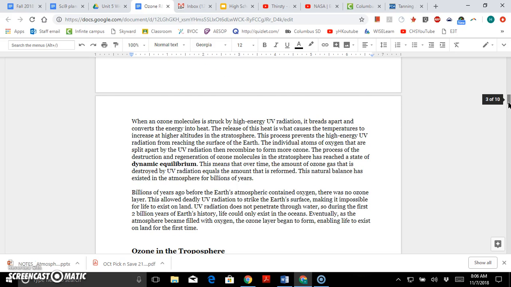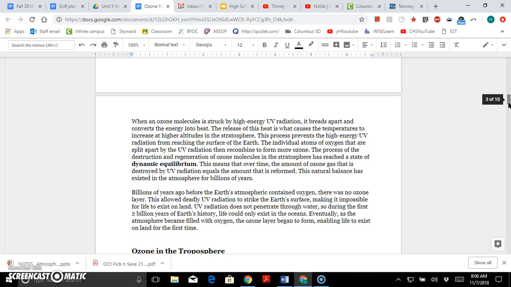When ozone molecules are struck by high-energy UV radiation, they break apart and convert the energy into heat. The release of this heat is what causes the temperatures to increase at higher altitudes in the stratosphere. This process prevents the high-energy UV radiation from reaching the surface of the Earth. The individual atoms of oxygen that are split apart by the UV radiation then recombine to form more ozone.